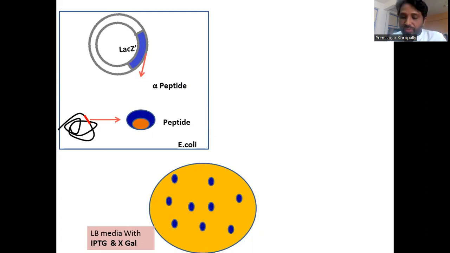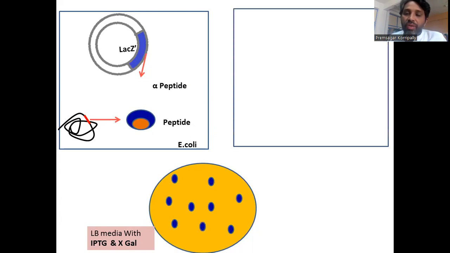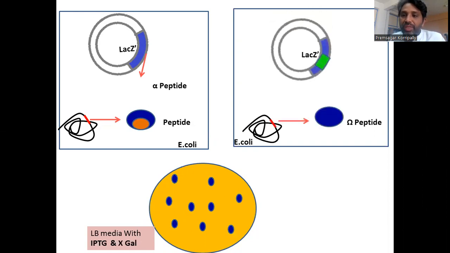But in the other scenario, where E. coli with the omega peptide is transformed with the recombinant plasmid, meaning a gene of interest is cloned into the MCS, the multiple cloning site of the lacZ prime region, then what will happen? You see, here in pUC18, in the lacZ region, a gene of interest is cloned with the help of the MCS, right? So what will happen?